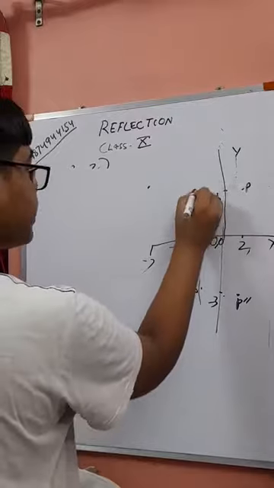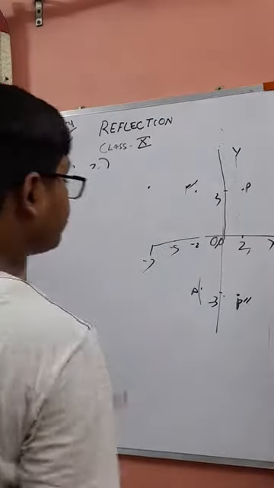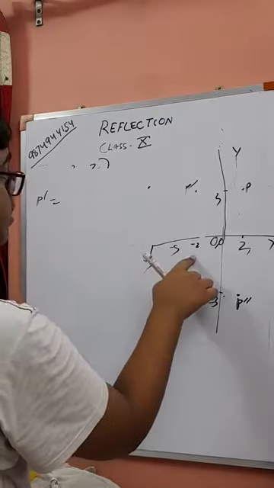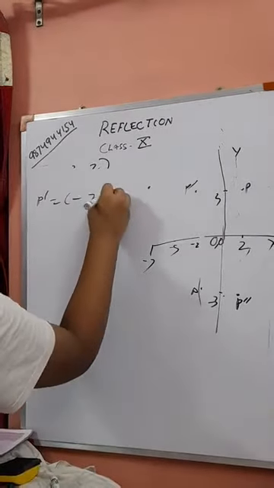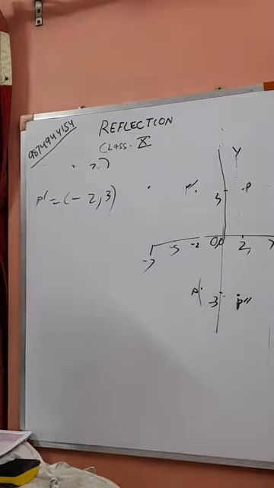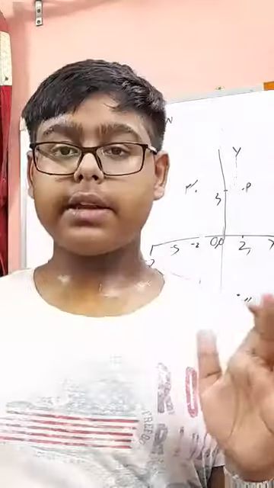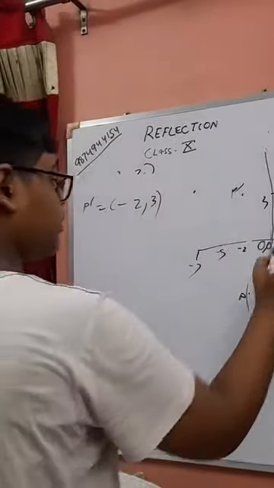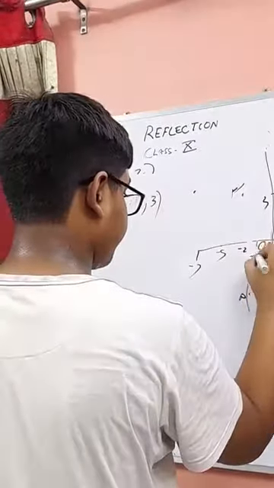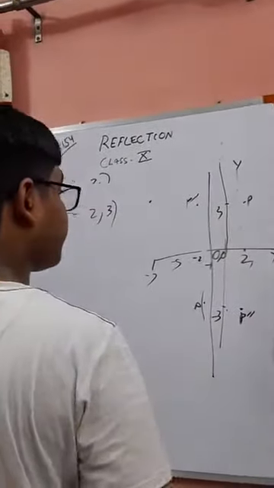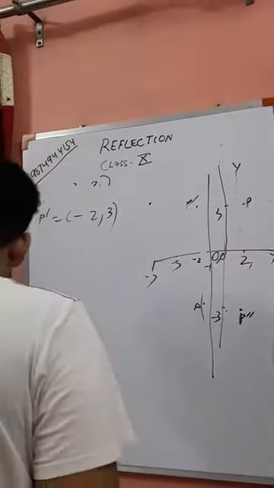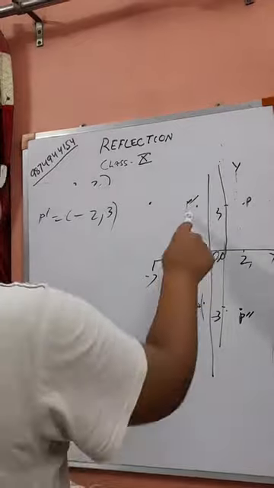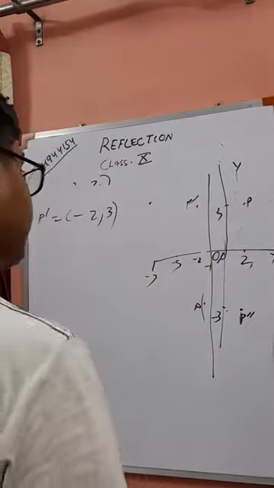-2 is over here. The value of P dash is equal to -2, 3. Now it is telling us that the straight line is x is equal to -1. That would be -1, somewhere over here, a straight line from that. Now we need the reflected image of P under reflection, which means P dash should be reflected in this line.